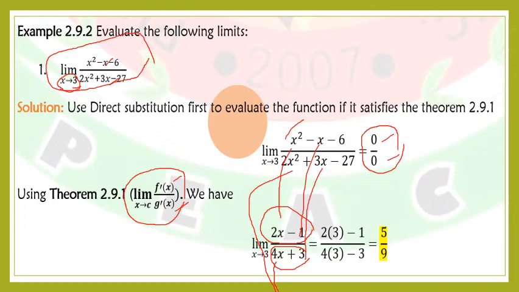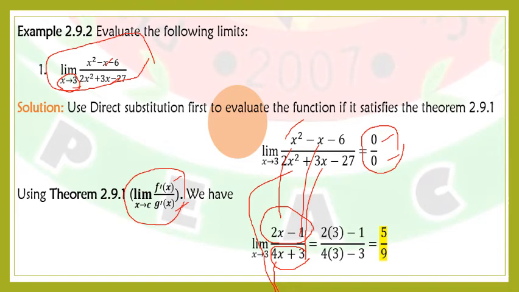So the purpose of L'Hopital's rule is, when we evaluate a limit by direct substitution and the result is either 0 over 0 or infinity over infinity, we can apply L'Hopital's rule. That means we differentiate the numerator and the denominator, and then evaluate again. If the result exists, that is the answer, the limit is defined.